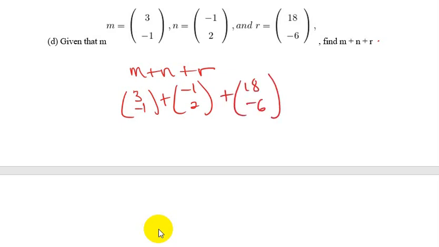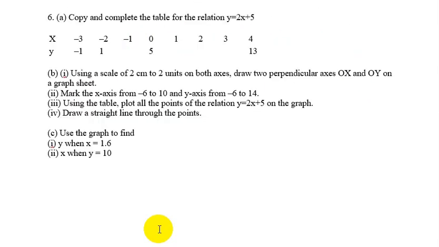So let's add them. 3 plus minus 1 is 2. 2 plus 18 gives us 20. Now minus 1 plus 2 gives us 1. 1 plus minus 6 gives us minus 5. So that is our final answer. I'll explain the work, and after that we will look at how the graph will look.